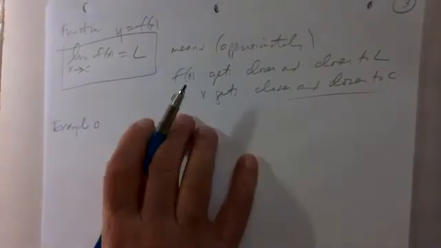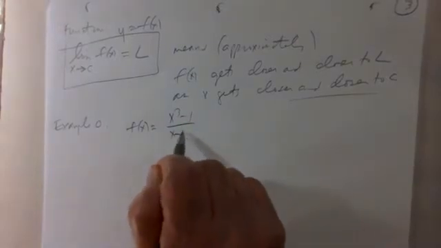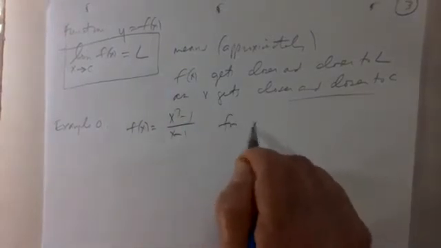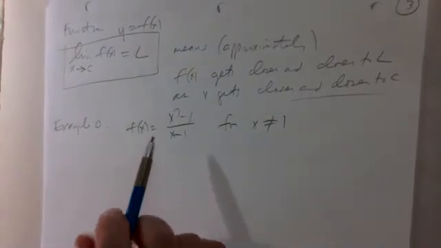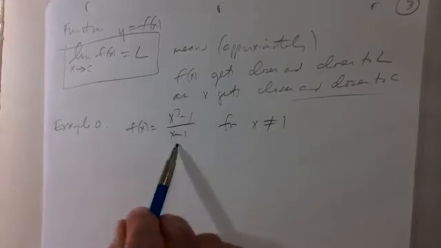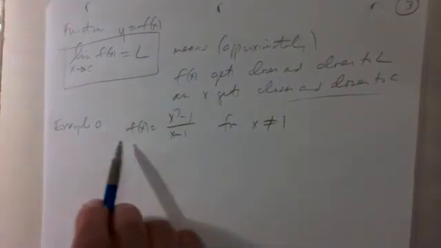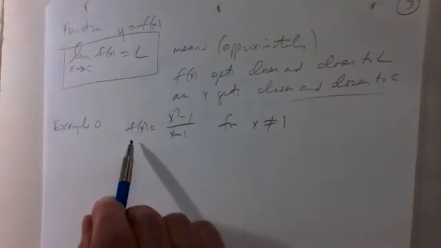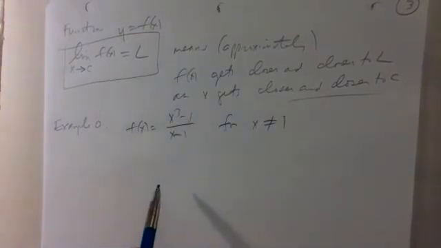So here's an example. I'll call this example 0. Suppose we let f of x be the function x cubed minus 1 over x minus 1 for x not equal to 1. Why x not equal to 1? Because if you were to let x equal 1, you would get a 0 in the denominator, and you can't divide by 0. So the domain of this function, the set of the values of x for which f of x is defined, is all real numbers x except x equal to 1.